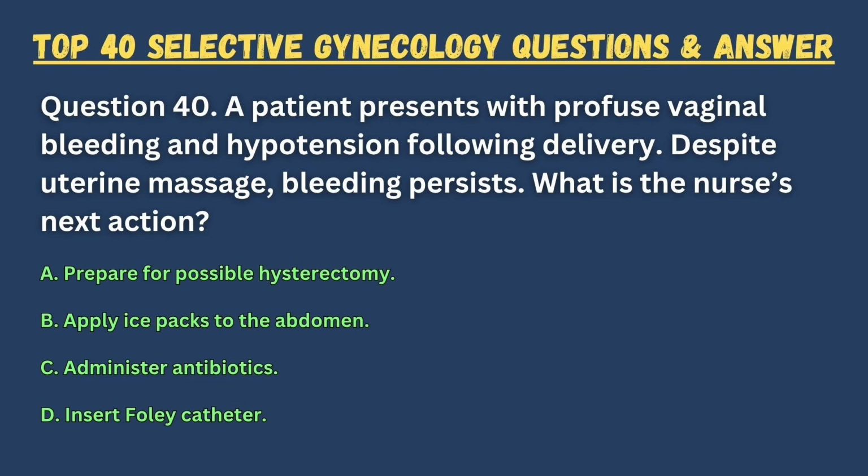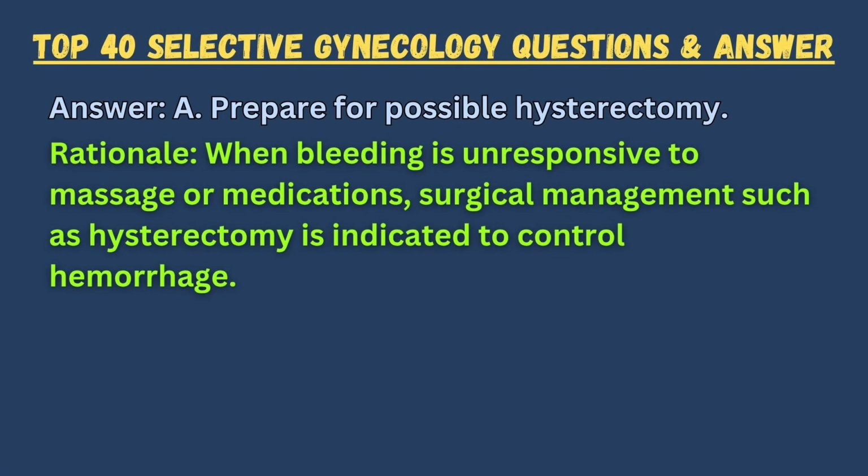Question 40. A patient presents with profuse vaginal bleeding and hypotension following delivery. Despite uterine massage, bleeding persists. What is the nurse's next action? A. Prepare for possible hysterectomy. B. Apply ice packs to the abdomen. C. Administer antibiotics. D. Insert Foley catheter. Answer: A. Prepare for possible hysterectomy. Rationale: when bleeding is unresponsive to massage or medications, surgical management, such as hysterectomy, is indicated to control hemorrhage.